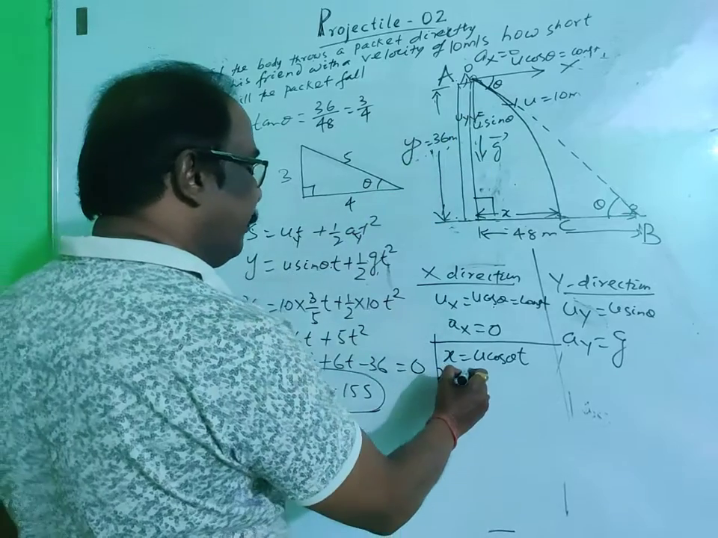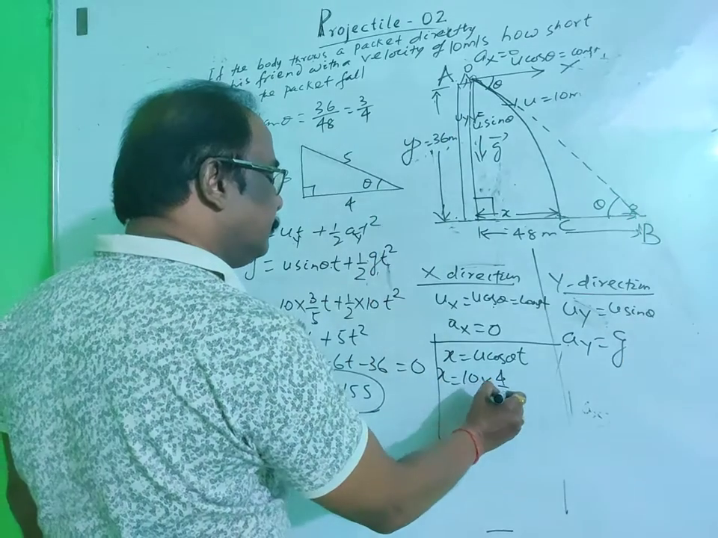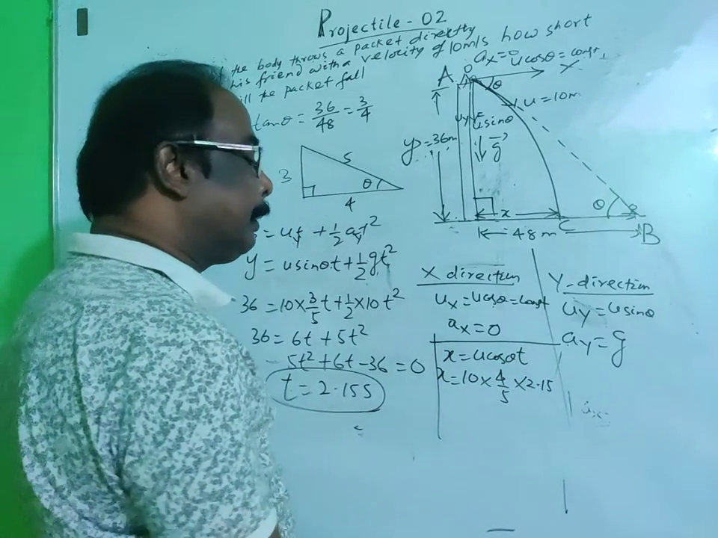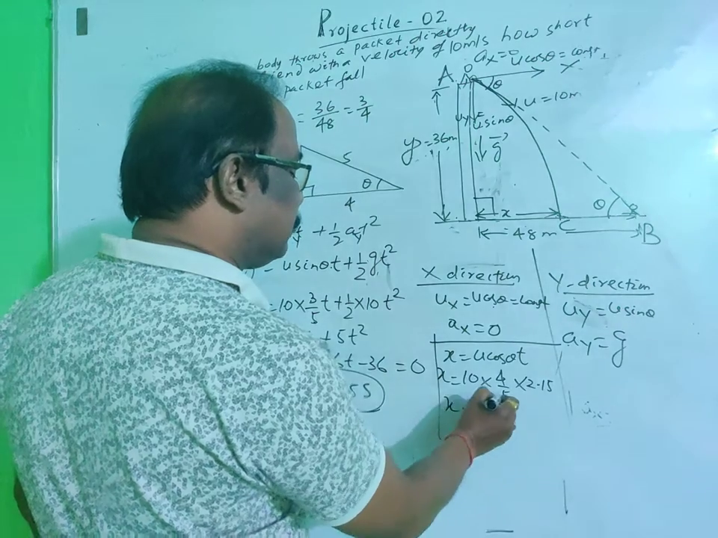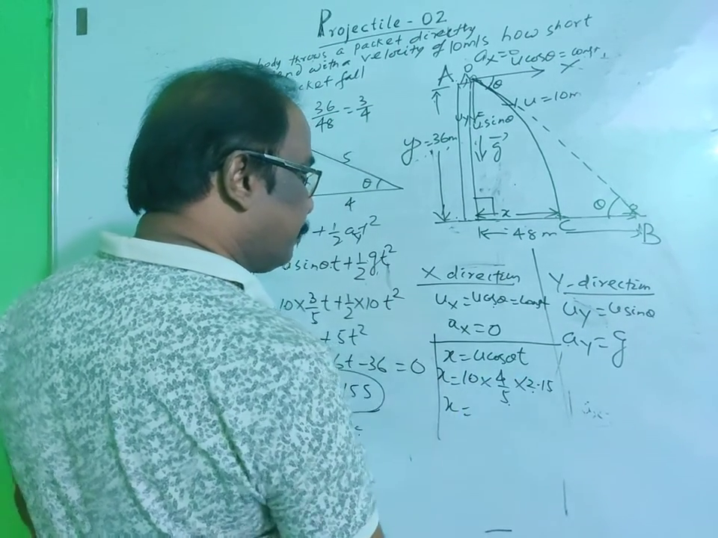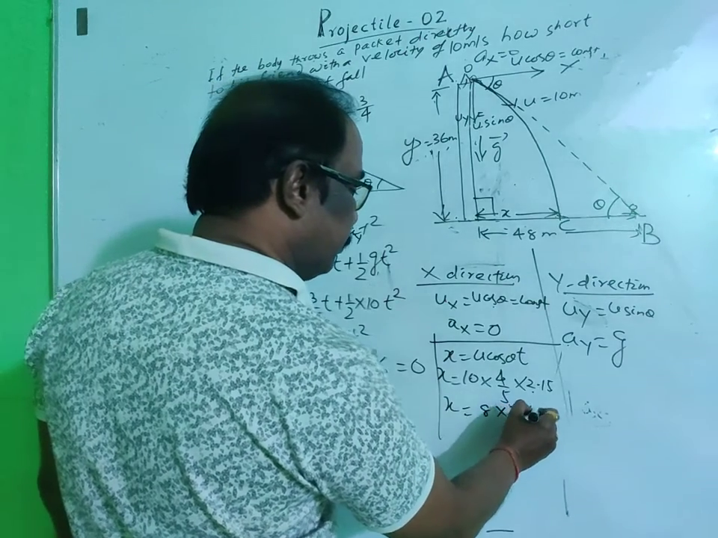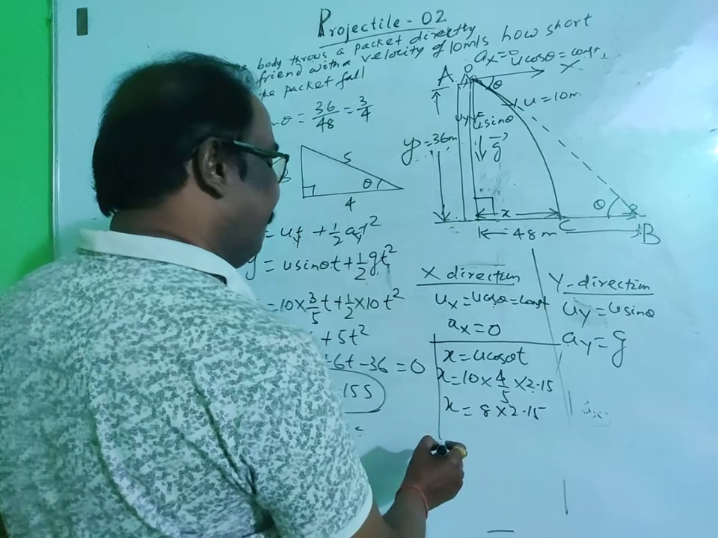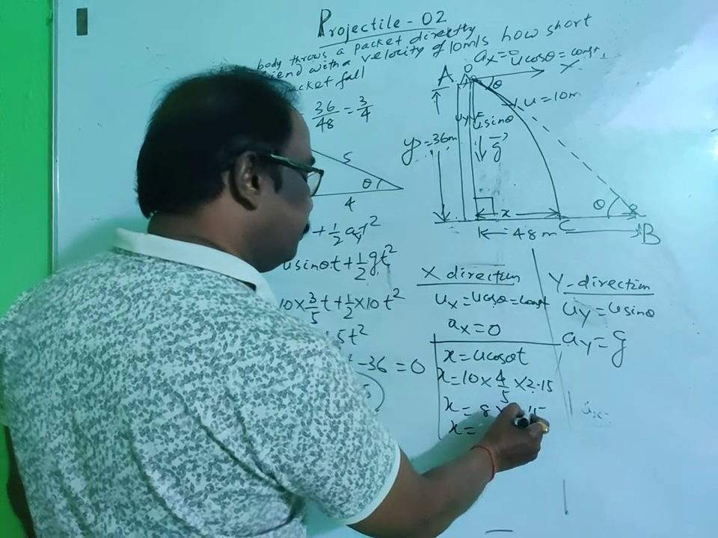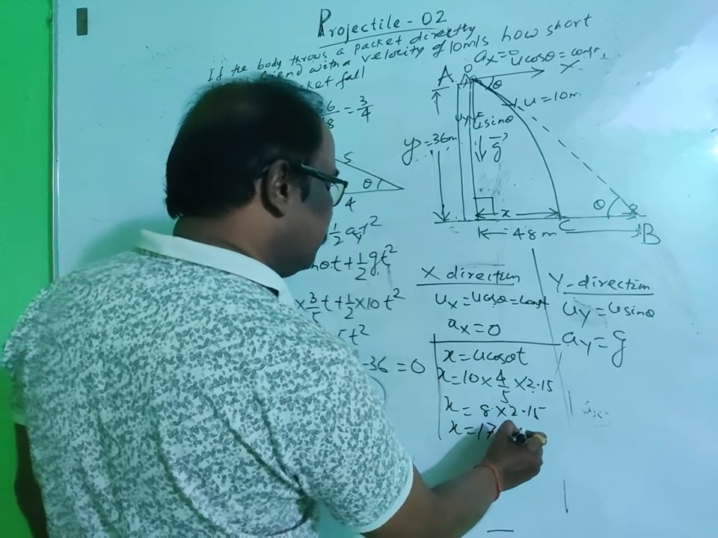u is 10, cos theta is 4 by 5, time is 2.15 seconds. This is 2 into 4, 8, into 2.15. Then x is equal to 8 into 2.15, which is 17.2.